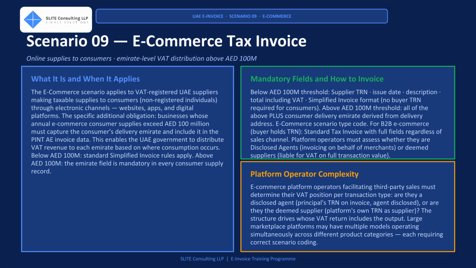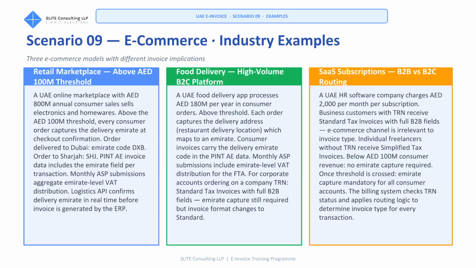Every transaction requires a determination. Are they a disclosed agent or the deemed supplier? Large marketplaces may operate multiple models simultaneously, each requiring correct scenario coding. Examples next. 3 e-commerce models with different invoice implications. First, a retail marketplace doing 800 million dirhams in consumer sales, well above the threshold. Every order captures the delivery emirate at checkout.